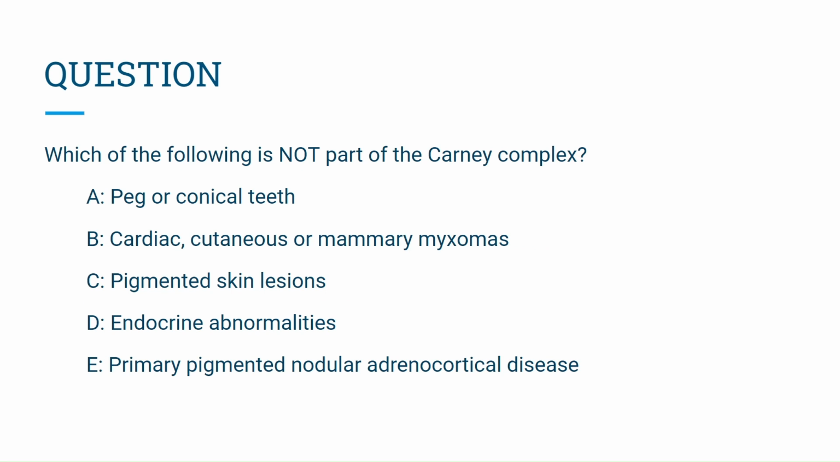All right, let's get back to this. Which of the following is not part of the Carney complex here? Peg conical teeth, cutaneous or cardiac myxomas, some pigmented skin lesions, endocrine abnormalities, primary pigmented nodular adrenocortical disease. Which one of these have we not mentioned yet, or was not in either mnemonic NAME or LAMB? Right, peg teeth. Peg teeth, you've got to remember, 66% of the time are found in IP, as well as some ectodermal dysplasias, which you didn't necessarily talk about in this chapter.